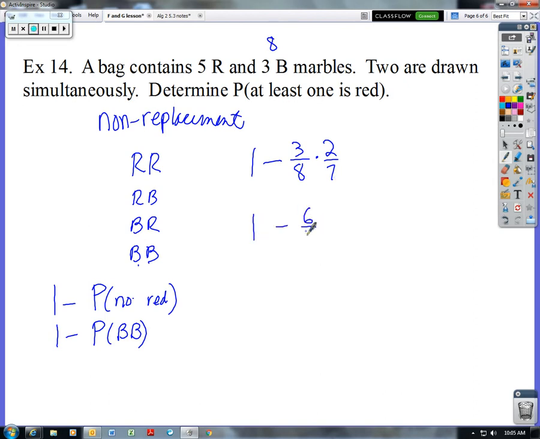1 minus 6 over 56, that's going to be 50 over 56. Divide by 2, I've got 25 over 28 for my probability. Remember those complementary events. They really do save you time.